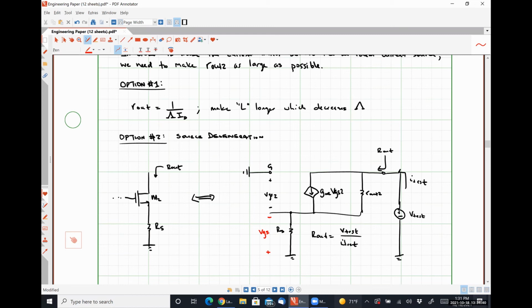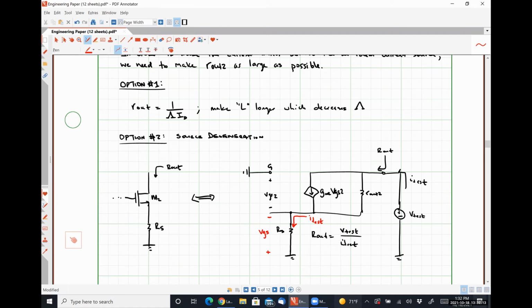We know that our current I test is going to split up, and some of it is going to flow through our resistor R out 2. The rest of it is going to flow through our dependent current source, gm VGS2, but then it's going to recombine. So the current that flows through our resistor RS is just I test, right? It absolutely splits up, but then it recombines, because what other path could it take to complete its loop?